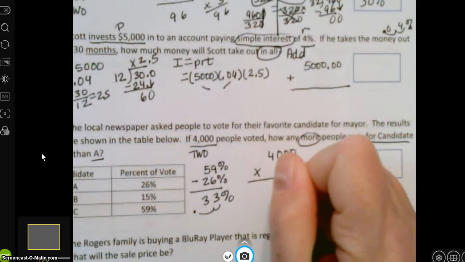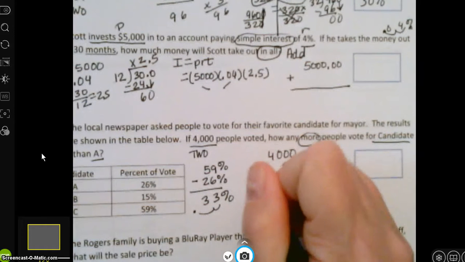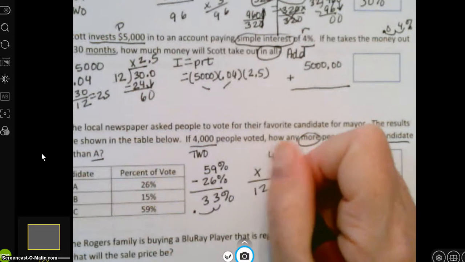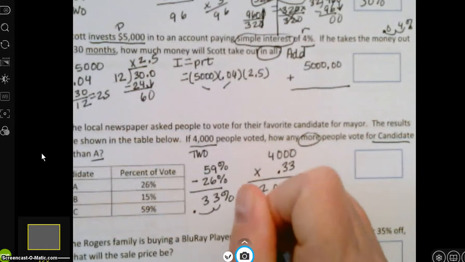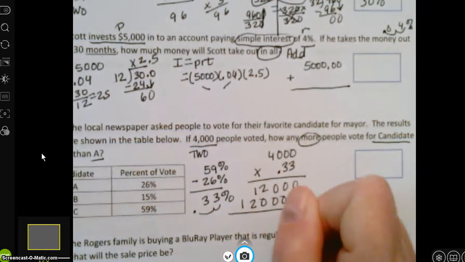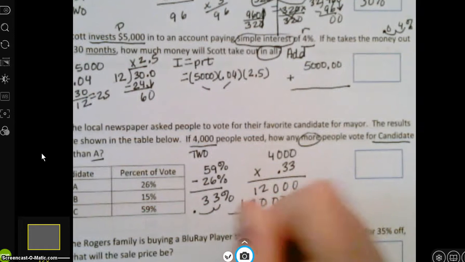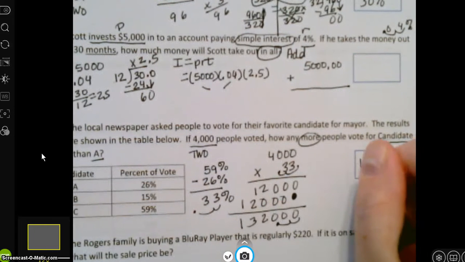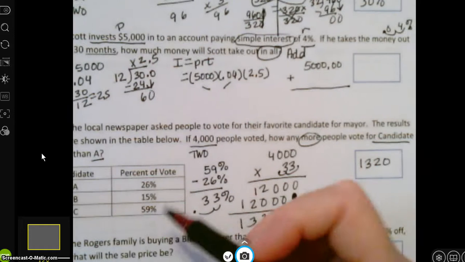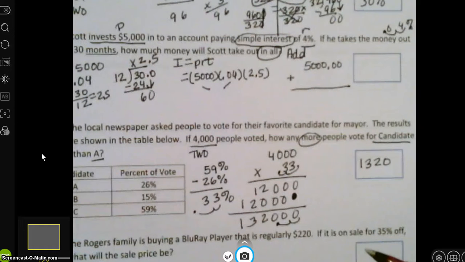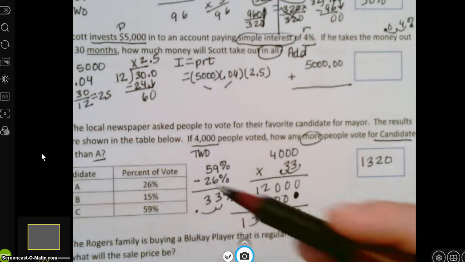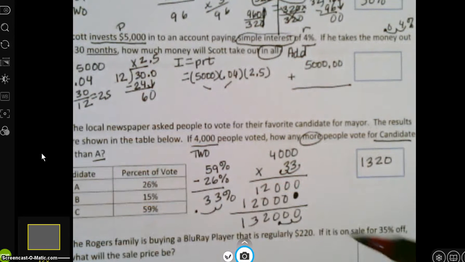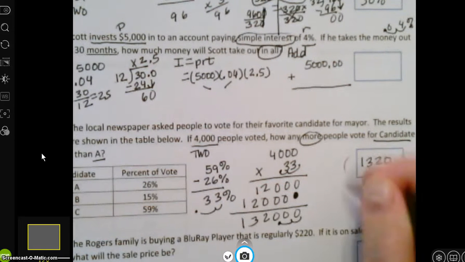So 0.12. I think we're going to have another similar line, right? Hold my spot. 0.12. One, two, 1, 2. So 1,320 more people voted for this candidate than this candidate. It doesn't tell you right now, and we could figure it out, how many voted for A or how many for C. We could figure that out, but I know this many more people voted for C.